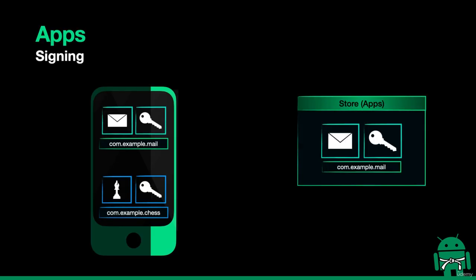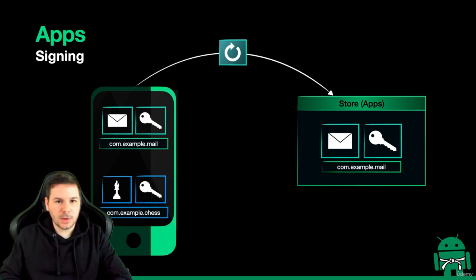Alright, here we've got our smartphone with the following two applications. We've got the Com Example Mail and we've got the Com Example Chess. Now the Com Example Mail wants to check if there's any update available in the Google Play Store. And the Google Play Store is responding with the new update of its version, so the new package version. Now the question is, how can we make sure that this update is related to this application? Well, this seems to be a pretty easy question, right?